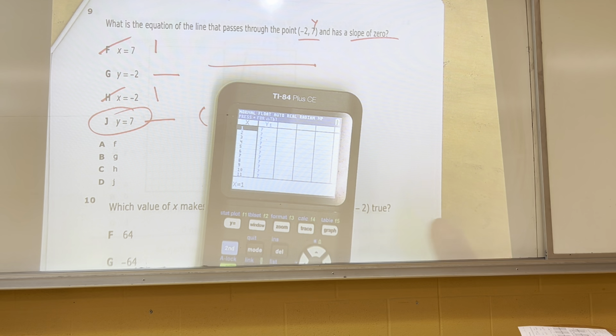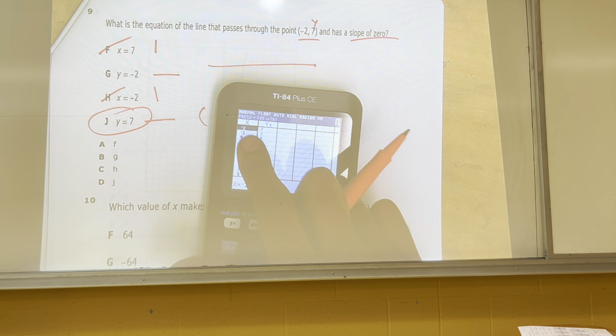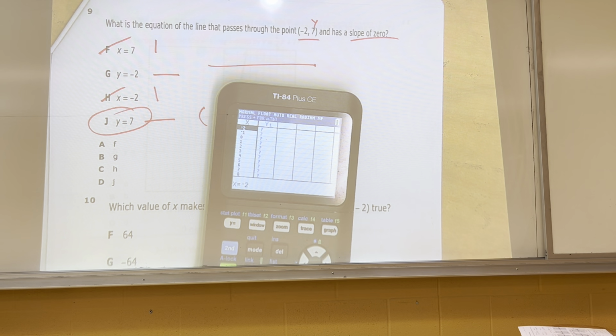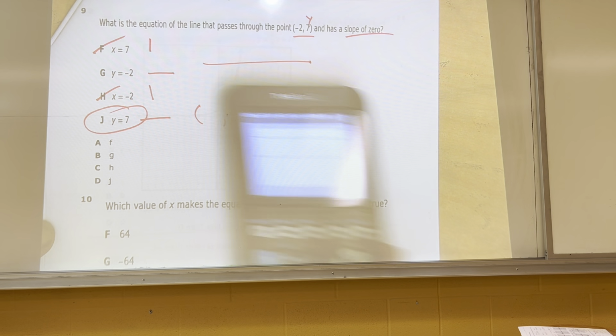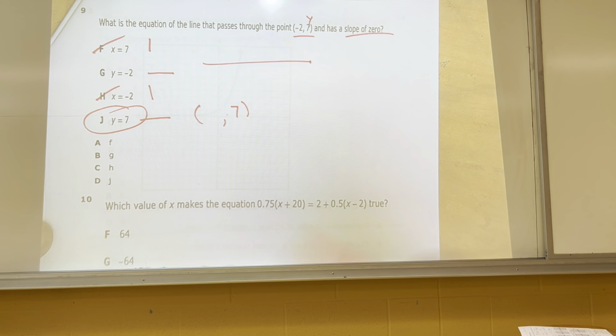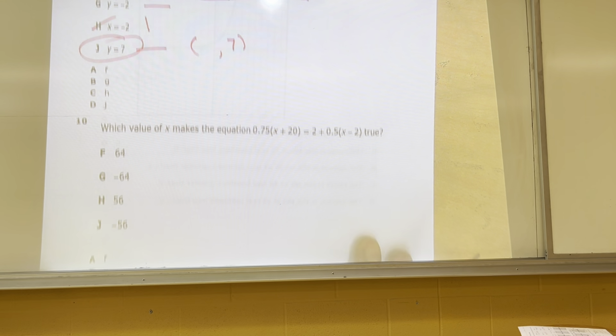When is negative 2, 7 on the point? Yeah, there it goes right there. You want to see what the graph looks like? There it goes. Horizontal line. Okay? That's that. Or you can plug in x, plug in y, plug in 0 for the slope, solve for b and all that if you want to do that, but that's fine.